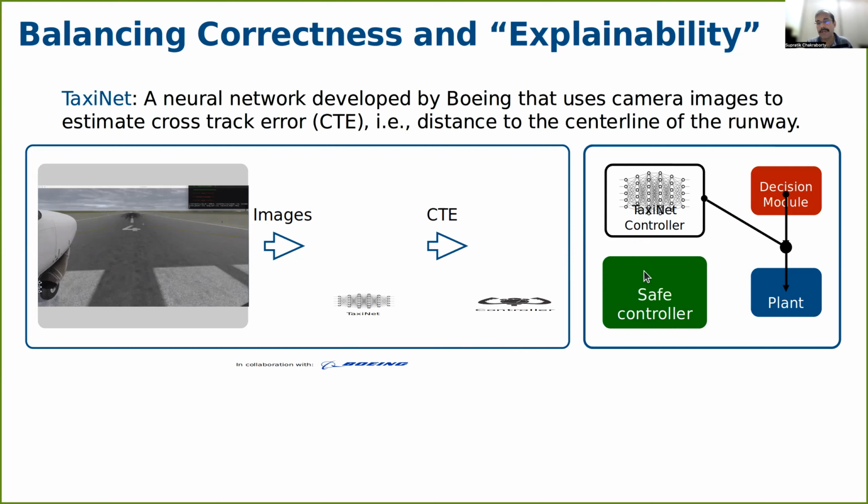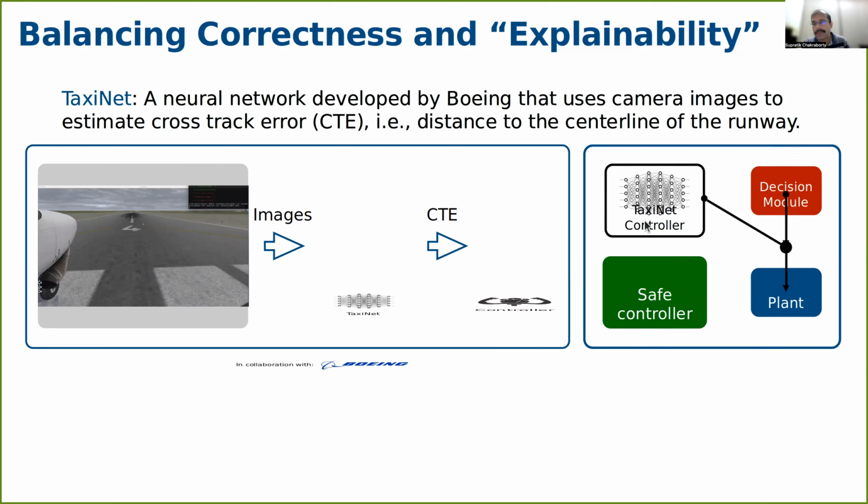There is also a safe controller, which could be, for example, even a human pilot, or it may be something which is designed to be safe, that doesn't optimize performance. And there is a decision module which is trying to switch between these two, depending on whether it thinks the circumstances are safe enough for the taxinet controller to take the plane on the runway. Or the circumstances, the context, maybe the weather, the position on the runway, are not safe enough, and so the safe controller should be switched to.